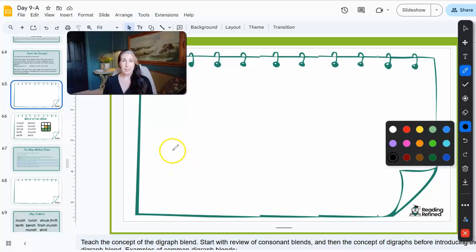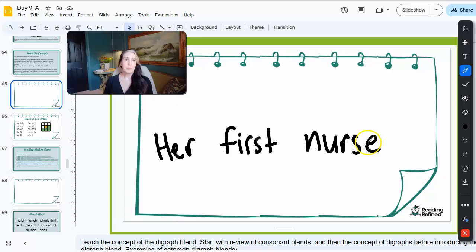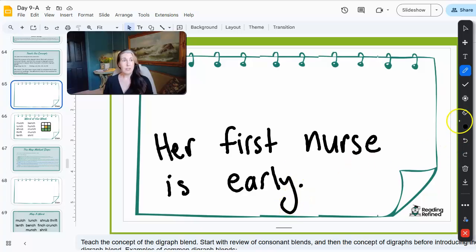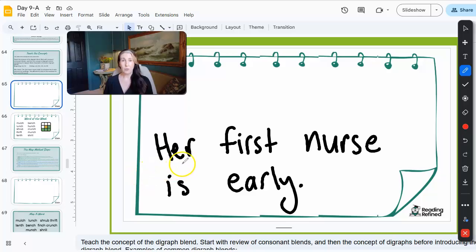So for this lesson, we're going to write the sentence, her first nurse is early. Now for this sentence, what we've done here is we have written words that contain that R-controlled vowel spelling that spells the sound in order of how common they are. So ER is the most common, followed by IR, UR, and then finally EAR.